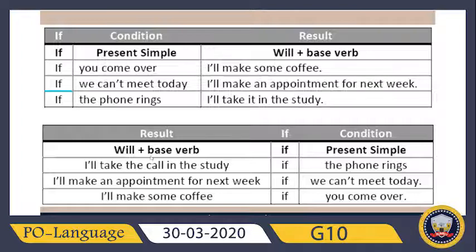Okay? Or you can start with the result and finish with the condition, as I explained in the zero conditional. Okay? Will plus base verb plus if plus present simple. For example, I'll take the call in the study if the phone rings. It's the same as the sentences before, but you just switch the result first, then the condition. I'll make an appointment for next week if we can't meet today. I'll make some coffee if you come over.